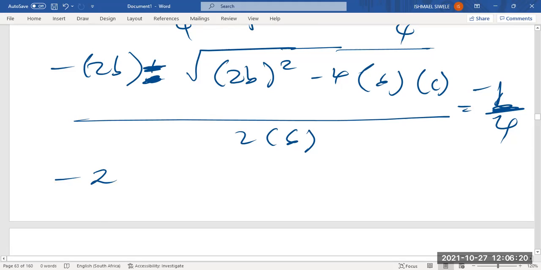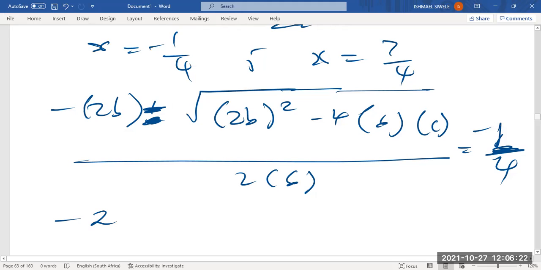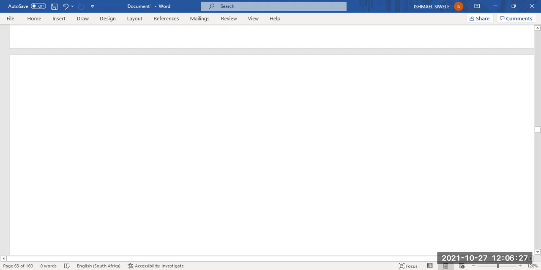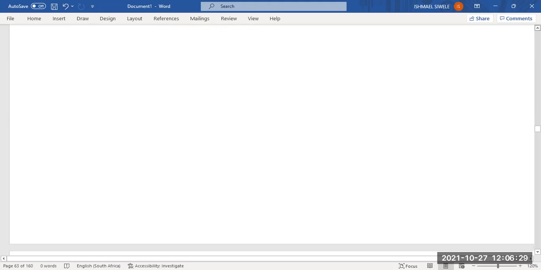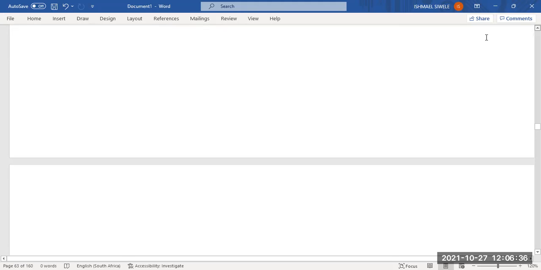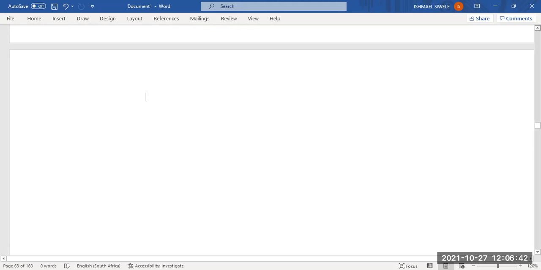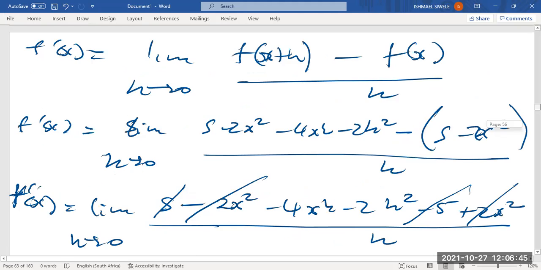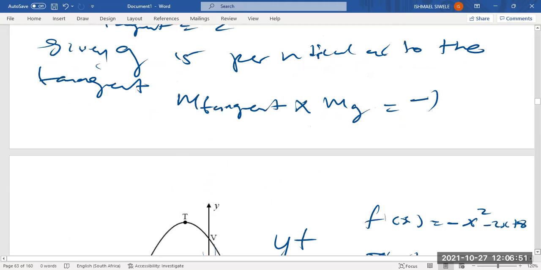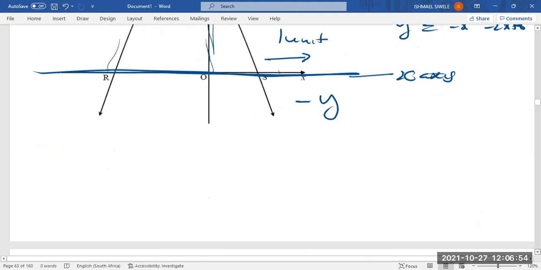Wait, let me check something. Okay, let's just proceed, because what we are doing here might not succeed. But the idea of solving questions in the exam is to just write what you do. The solution might not come easy, but don't stop writing what you know. Write what you know, and you find a solution that way.